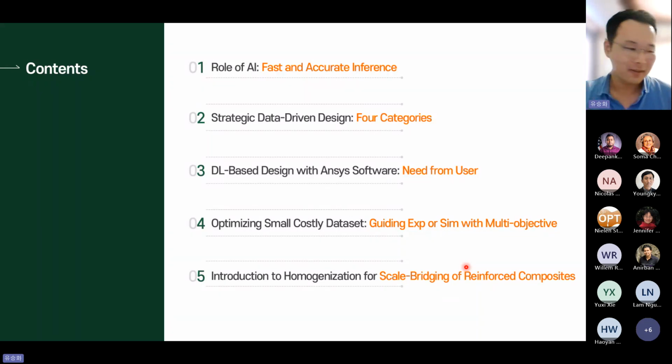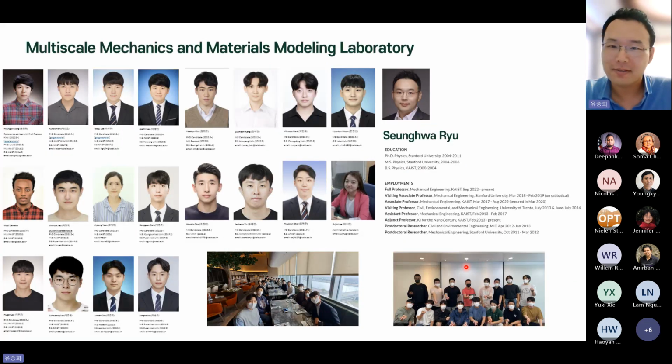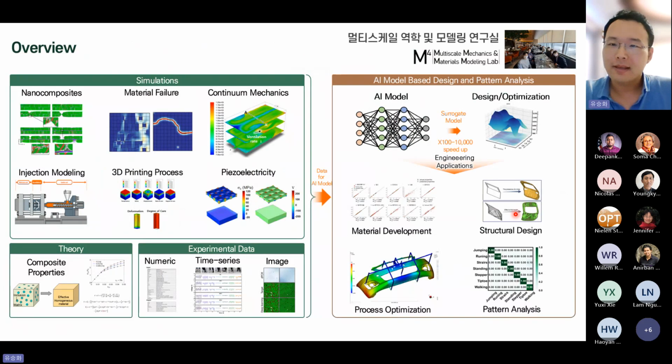Before starting the core contents, let me start with my self-introduction. This is my research group. I have about 2 dozen students, and I got my degrees in the physics department around 12 years ago, and I joined KAIST in mechanical engineering more than 10 years ago. So it's been 10 and a half years at KAIST in Korea. And this is an overview of what's going on in my lab.